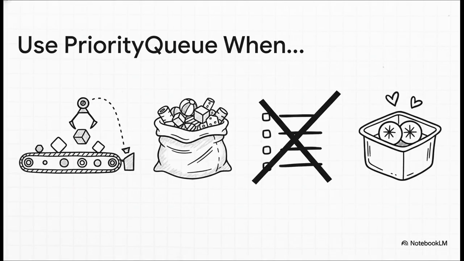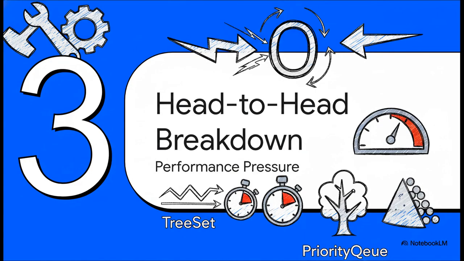So the use cases are completely different, right? You use a PriorityQueue when you need to process things based on priority. Think about a task scheduler in an operating system, or a pathfinding algorithm like Dijkstra's. With Dijkstra's, you're always asking, what's the next closest node I haven't visited yet? A PriorityQueue is perfect for that. In those scenarios, you don't care about the order of all the tasks, you just care about one thing: what's next.